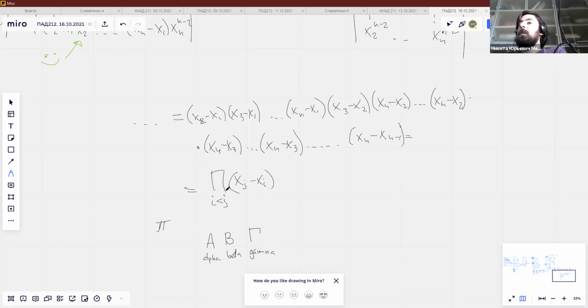So still, this means the product of all such possible things, or again, if you are pedantic enough, i goes from 1 to n and j goes from i plus 1 to n. So it is like a double cycle. We go in a double cycle through those indices and multiply all the results. Questions?